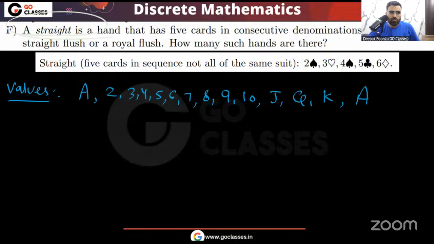Now let's count the number of straight poker hands. So what is a straight poker hand? 5 cards in consecutive denomination. So you can see 5 cards in the consecutive denomination. If we are taking, then you can notice we cannot start with jack. If I start with jack, then we don't have 5 cards. So you can see I can start with ace, or I can start with 2, or I can start with 3, and so on. I can start with 10. Okay, but I cannot start with jack, because if I start with jack, then I don't have 5 cards.